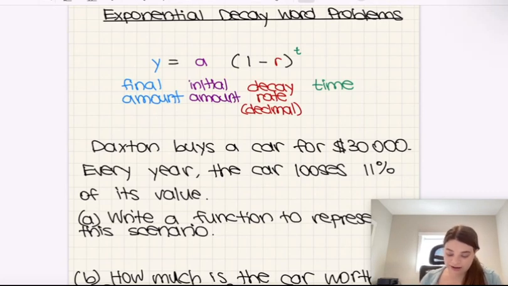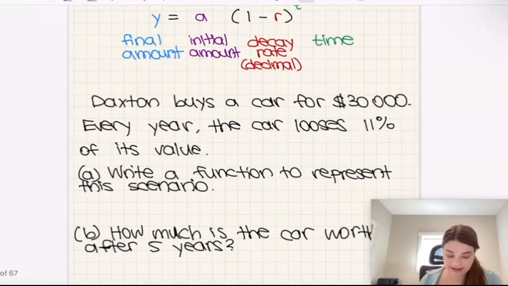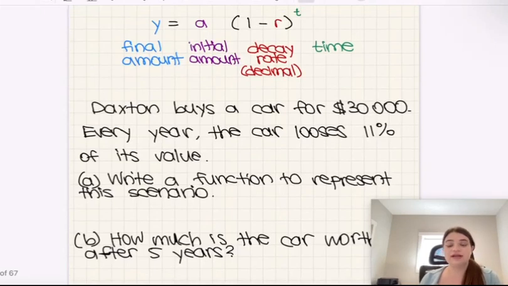So here's the example question. It says that Daxton buys a car for $30,000. Every year, the car loses 11% of its value. So that means the first year it loses the most. It loses 11% of $30,000. Then the second year, it loses 11% of whatever the new amount is. And then the next year, it loses 11% of that second new amount, and so on, is basically what's happening here. So every year it's losing something, but it's losing less than it lost previous years.